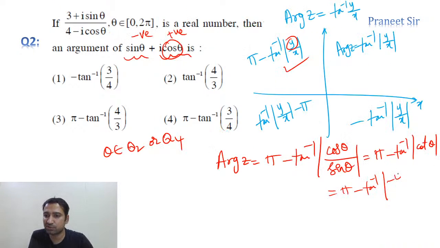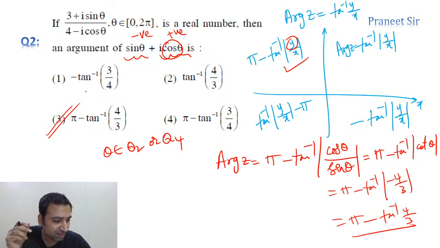So let's substitute minus 4 by 3 here. How much are we getting? Pi minus tan inverse of mod 4 by 3, which is 4 by 3. That's what we're getting. So the third option is the answer. Any doubts in this? Everyone understood this? How we calculated pi minus tan inverse 4 by 3? Clear now? Third quadrant is tan inverse y by x minus pi. Why? Because argument should always lie between minus pi to pi only, guys. Okay, right. Let's move to the next one.